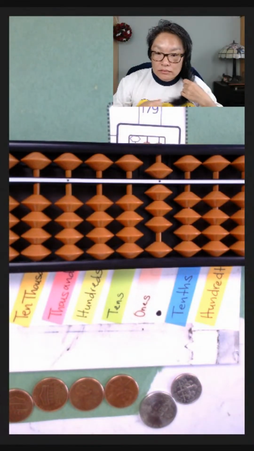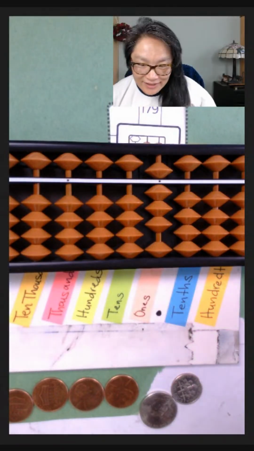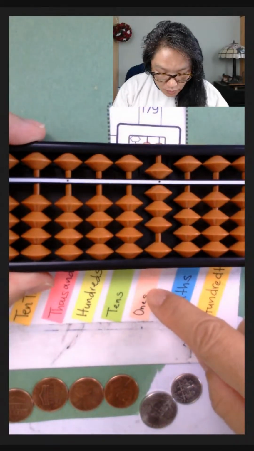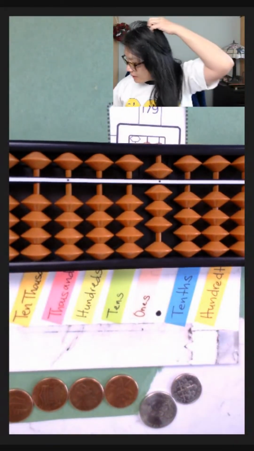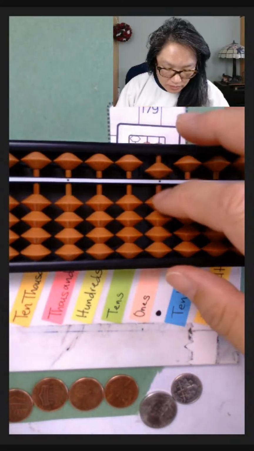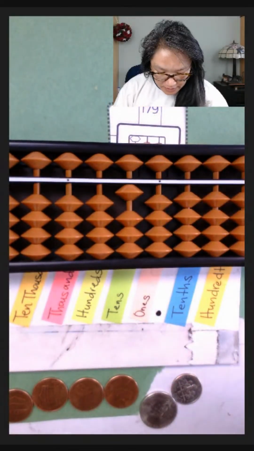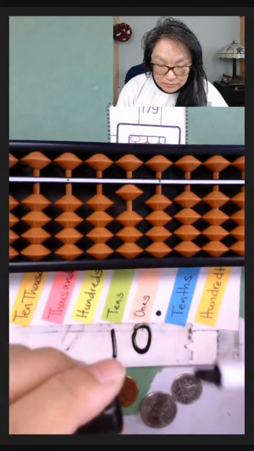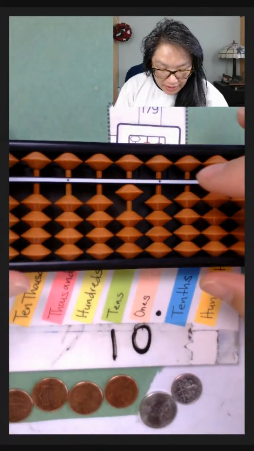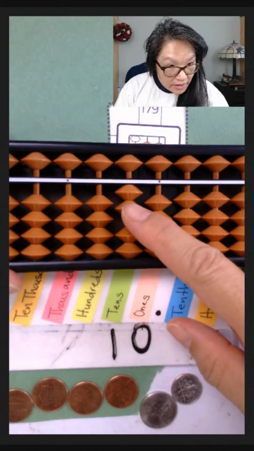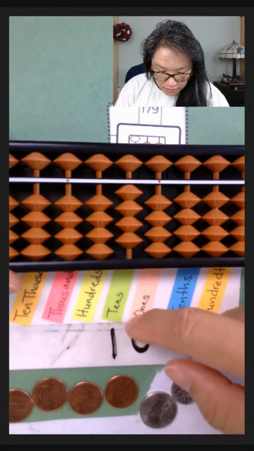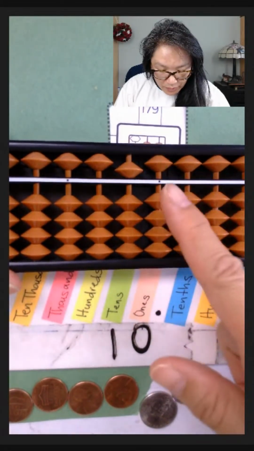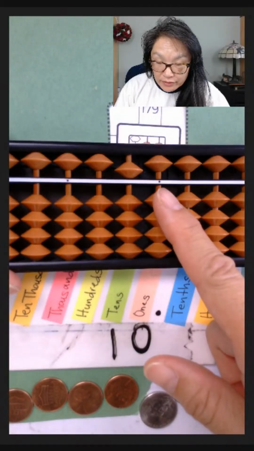What's 10? How do we write 10? Right? How do we write 10? 1 and a 0. That's how we write 10. Easy, right? Simple. And then we can count it, right? 10, 20, 30, 40, and then 50. Remember, this is the place value of a 0.